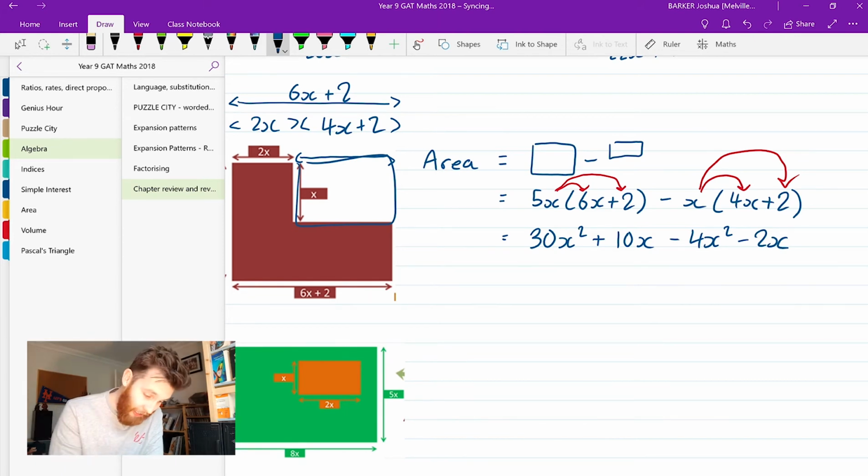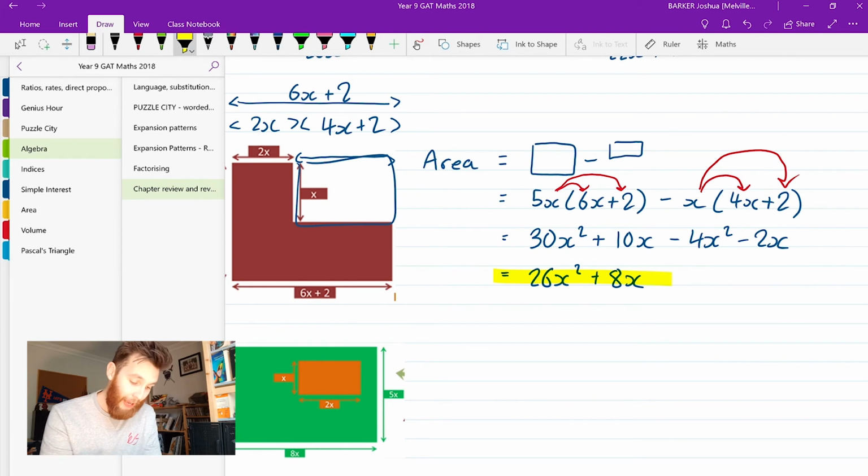Now we've just got to collect like terms to finish up. That leaves us with 30x squared subtract 4x squared, which gives us 26x squared, and 10x subtract 2x, which is 8x. And that's it. So we can't simplify that any further because x squared and x are two different types of terms. We can only collect like terms together. And yeah, happy days. That's it.